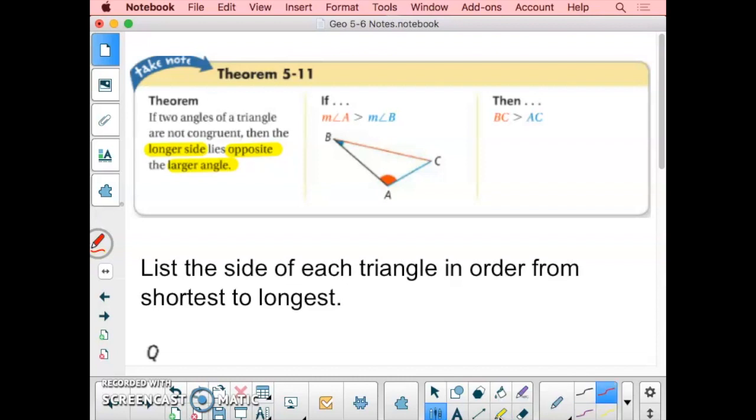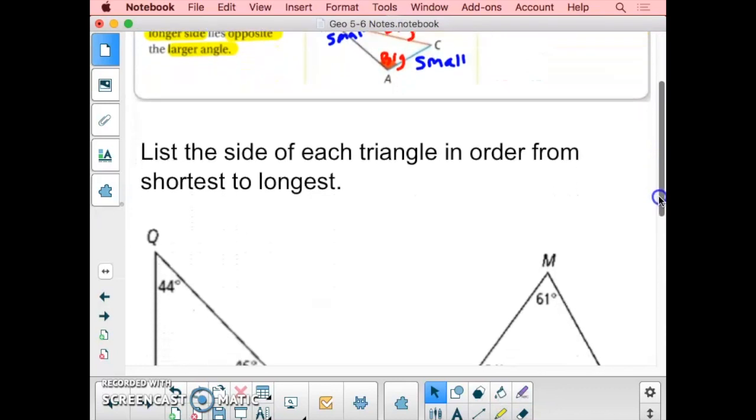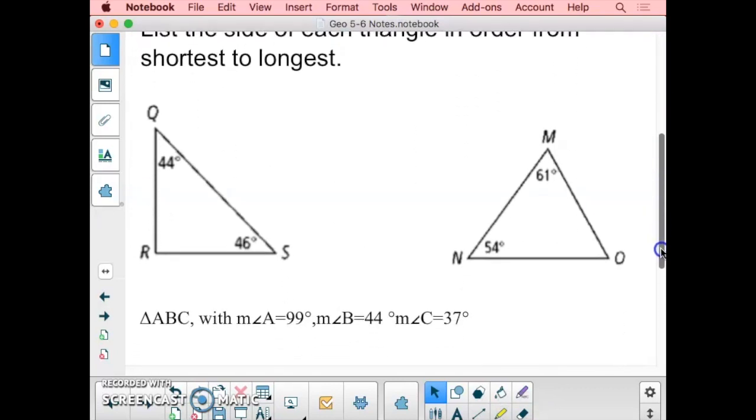If you know that this is the big angle, that makes this the big side. If you know that this is the small angle, you know that this is the small or the short side. Okay, the biggest angles will create the biggest sides, and the smallest angles will create the smallest sides, the shortest sides. Okay, so same type of question we get here.